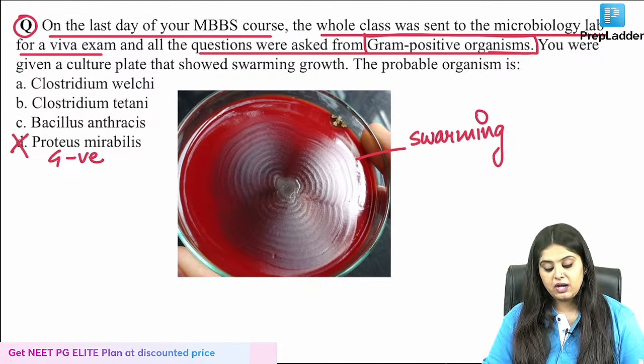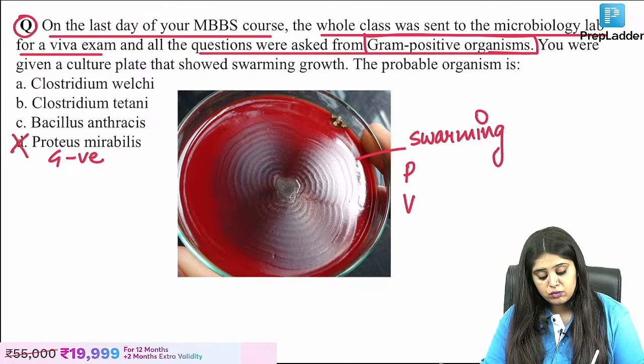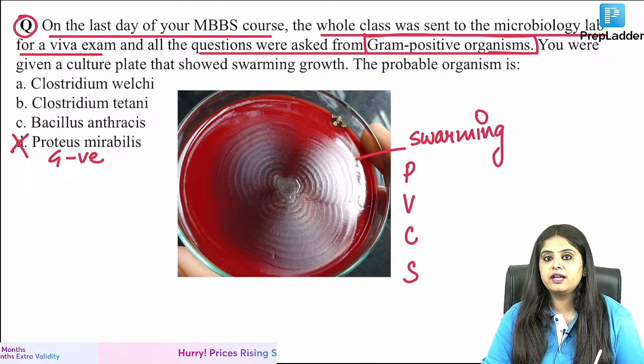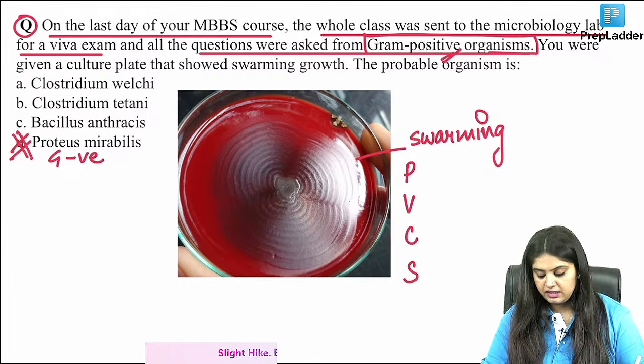It is gram-negative. So out of swarming, you had a mnemonic which was known as PVCs. From that you had to pick up the gram-positive organism. Proteus is a gram-negative organism. Answer गलत. इसलिए I'm saying लंच कर लिया है क्या?